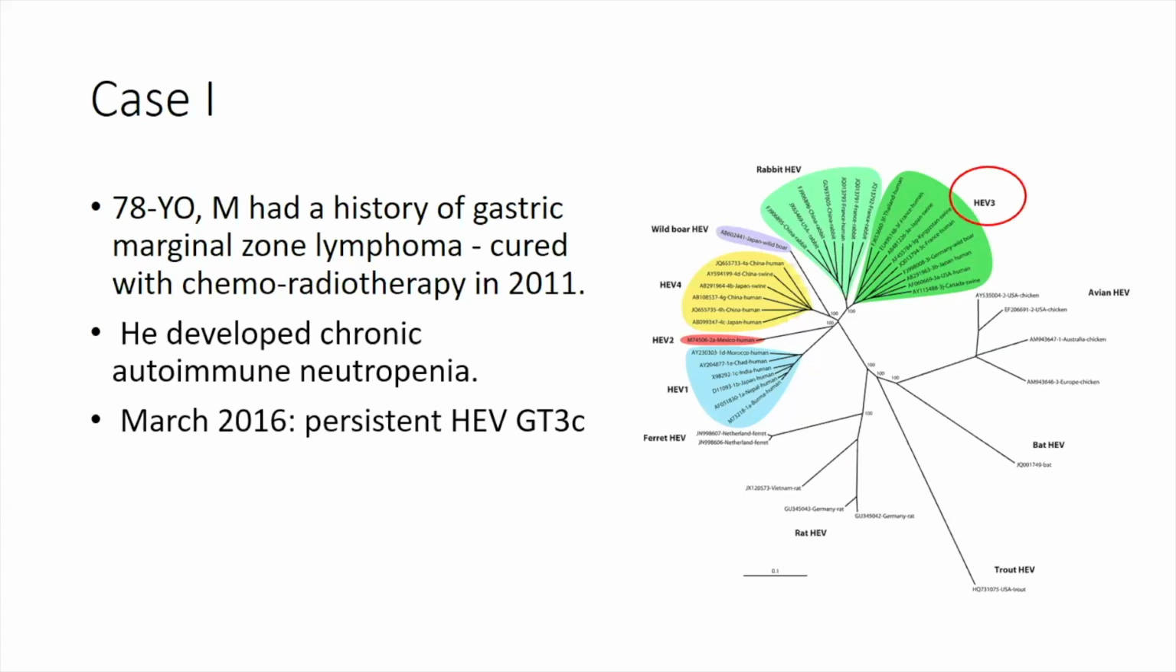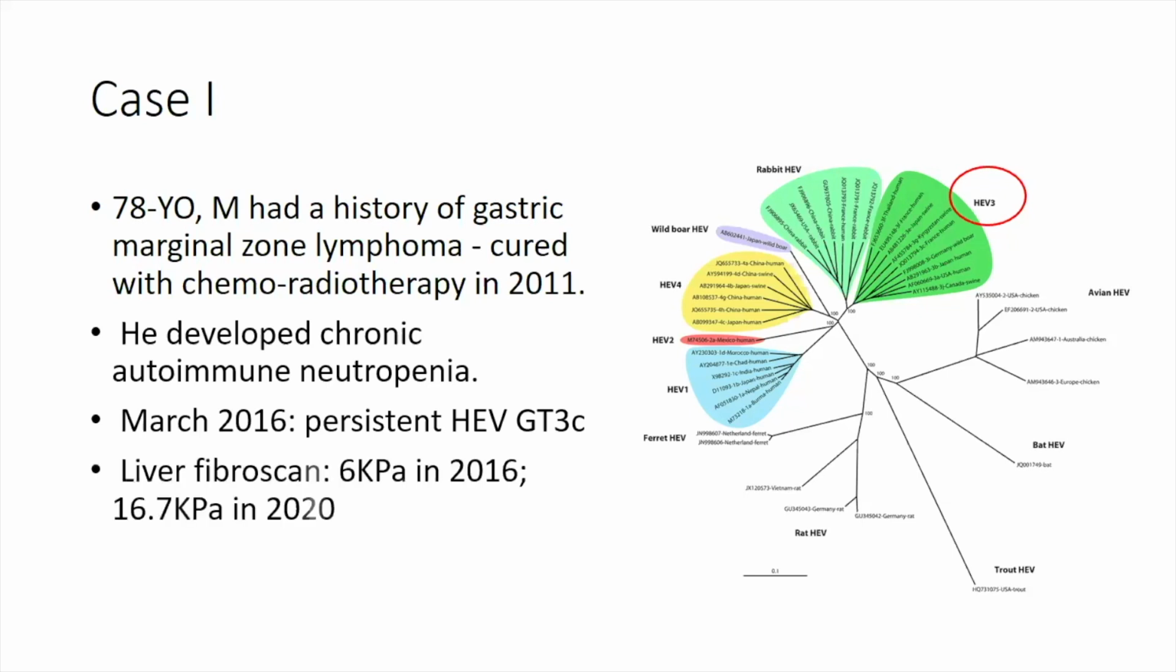But in 2016, we diagnosed him with persistent hepatitis E virus infection, which is a chronic infection, genotype 3C. Genotypes 3, 4 and 5 are prevalent in industrialized countries in Europe, while genotype 3A and B are seen more in North America, especially in the States.